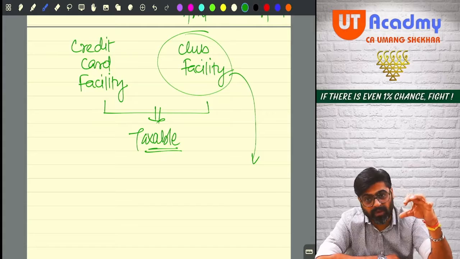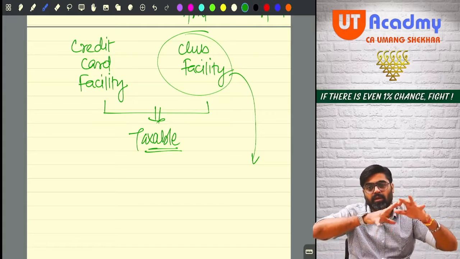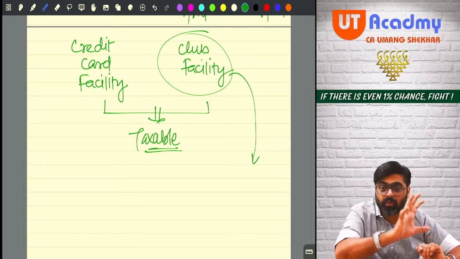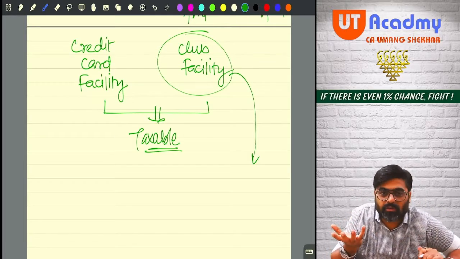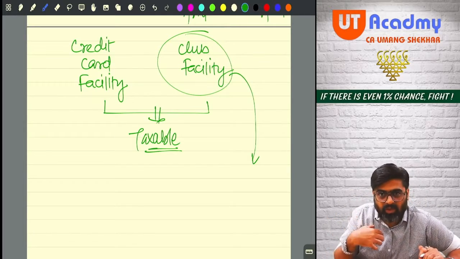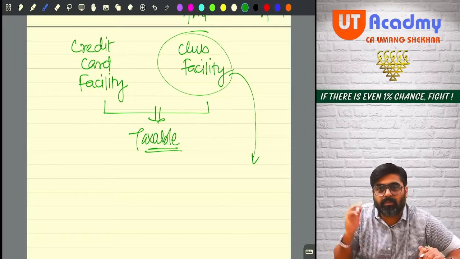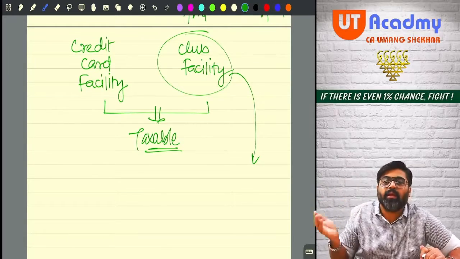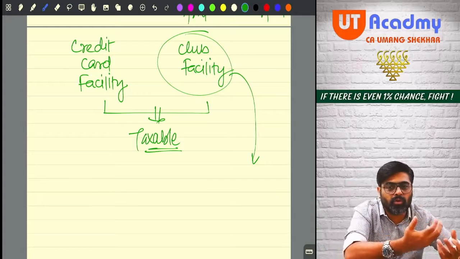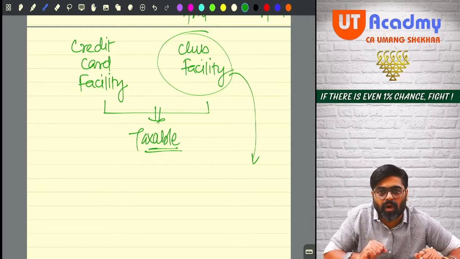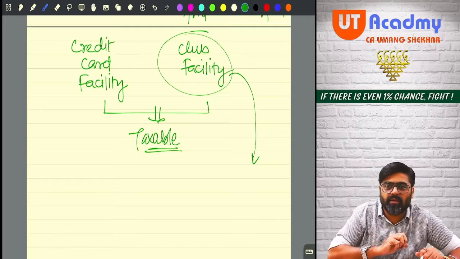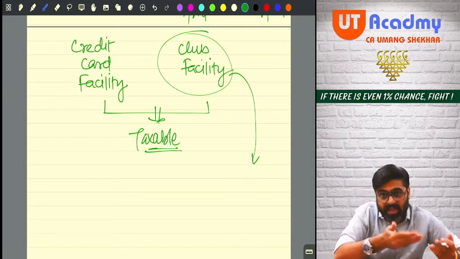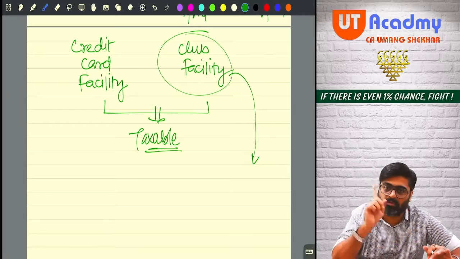So the amount spent by the employer for the full year on your club facility will not be only personal. Out of that, some amount will be official also, because the club facility is enjoyed for business purposes also. Sometimes some foreign clients or delegates are coming, and to entertain them you must have taken them to the clubs, or you are arranging a casual type of business meeting in the club. That time also the club expenses will be met by the employer.